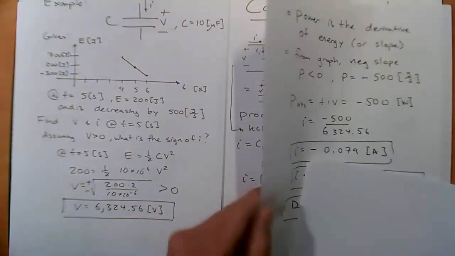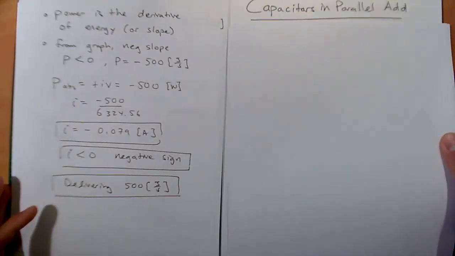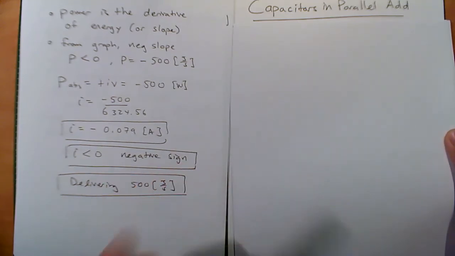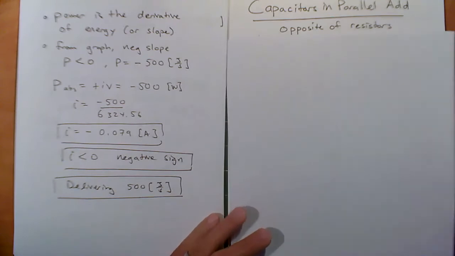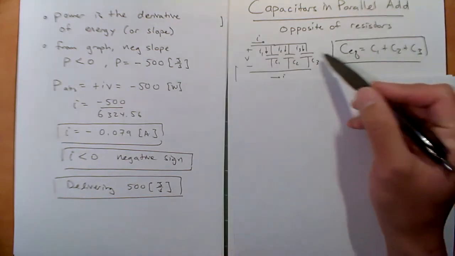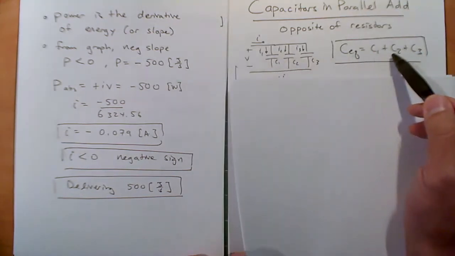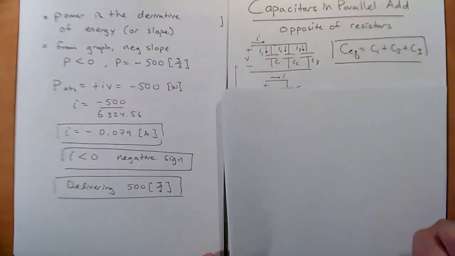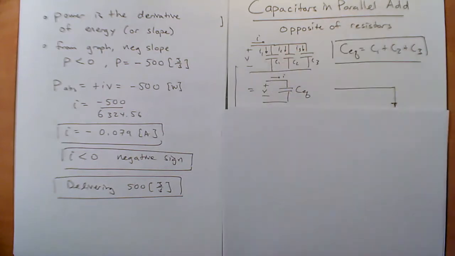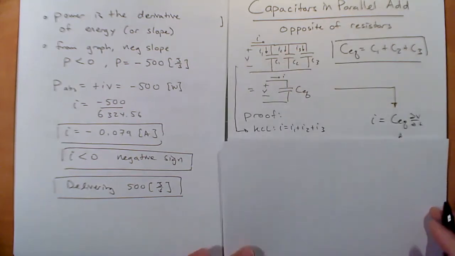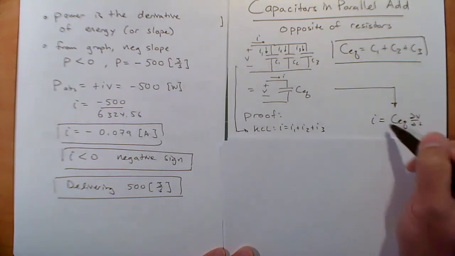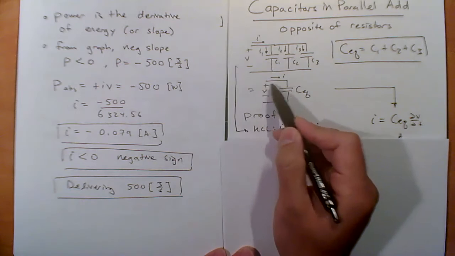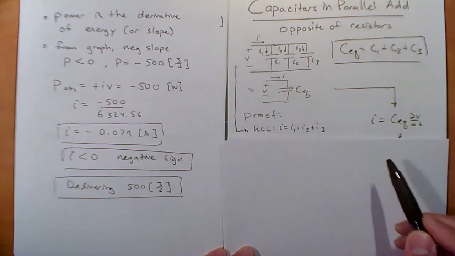Okay, good. Let's look at capacitors in parallel, not series, parallel. Interestingly enough, capacitors in parallel add, and that's the opposite of resistors. So if we had a bunch of capacitors like so, C equivalent equals C1 plus C2 plus C3, where they're in parallel. One way to prove it is you could use our new Ohm's law version of a capacitor, I equals C dV/dt. Notice how current is going to the positive terminal here. So we have positive, good.